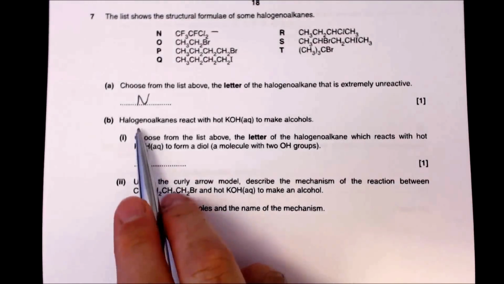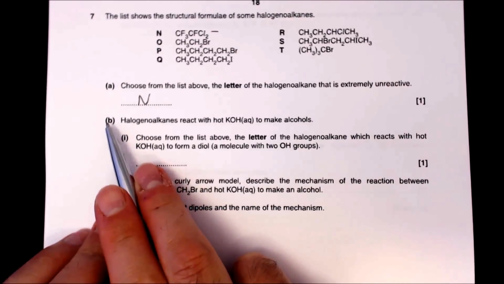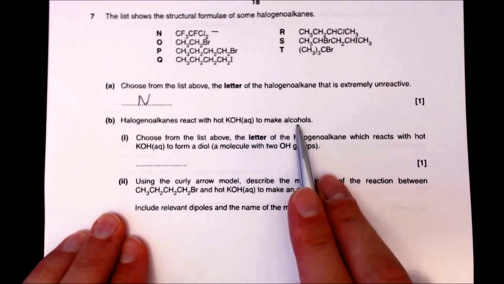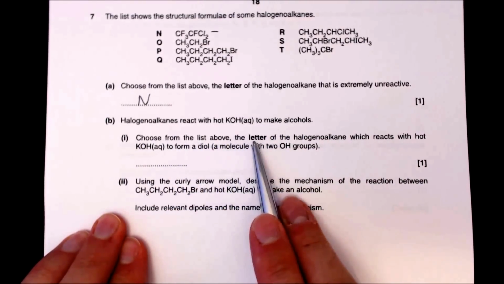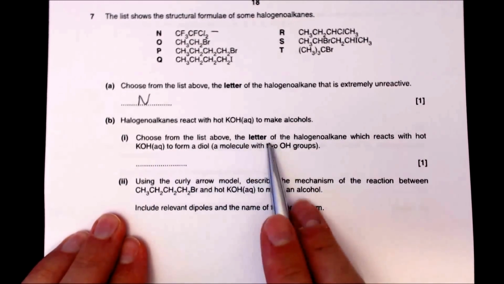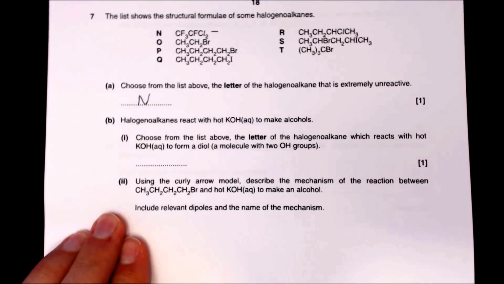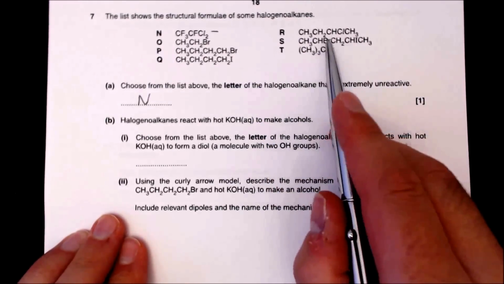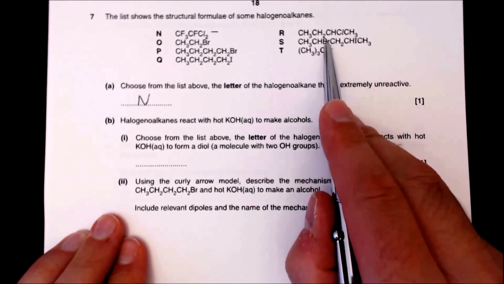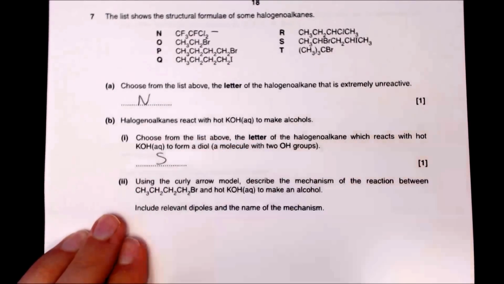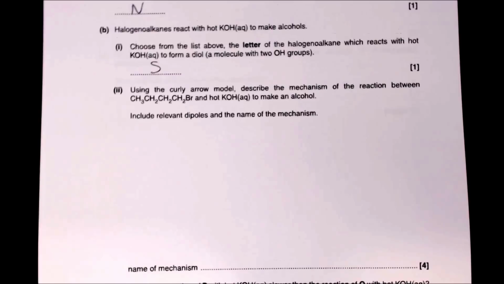Okay, and then it says B. It says halogenoalkanes react with hot potassium hydroxide, aqueous, to make alcohols. Choose from the list above the letter of the halogenoalkane which reacts with hot potassium hydroxide to form a diol, a molecule with 2 OH groups. Right, so what we're looking for is a molecule with 2 halogen groups that can be displaced for an OH. So the one with 2 halogens would actually be S. And you can see we've got an I and a Br here. And these are on 2 separate carbons that could react to form a diol. So actually this one would be S. Okay. And then on to the next one, which is part 2.